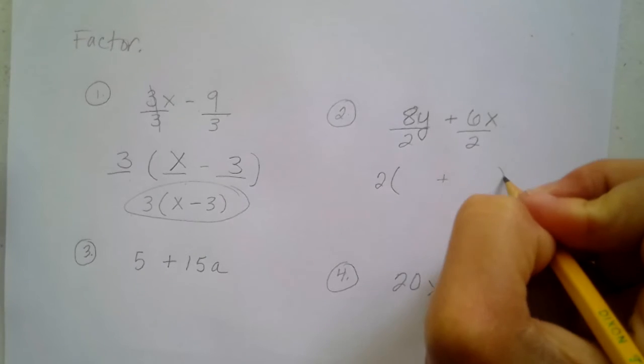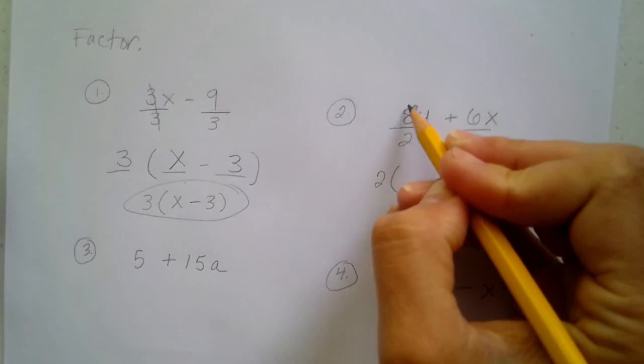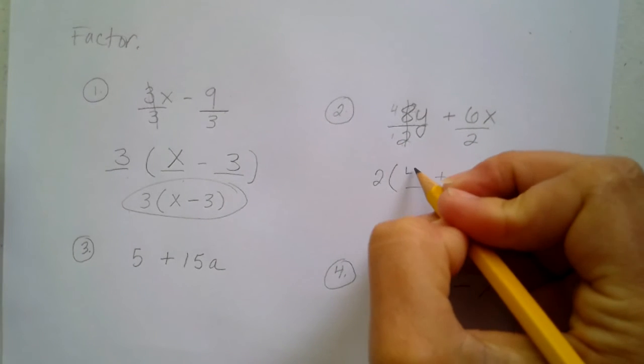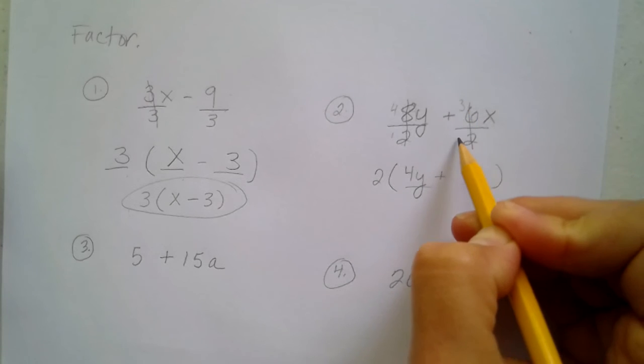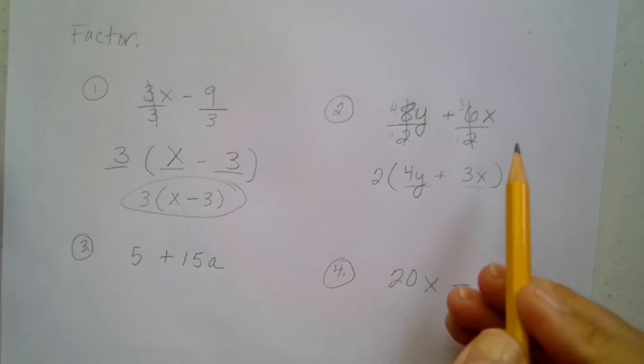And this is going to look to be in this form. So 8y divided by 2, that would be 4 over 1, right? So this would be 4y. And 6 divided by 2 would be 3 over 1, so this would be 3x. And there's your answer.